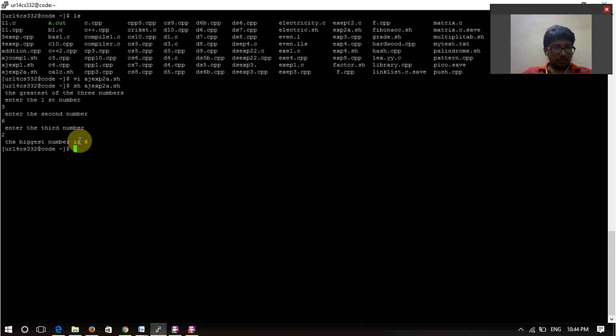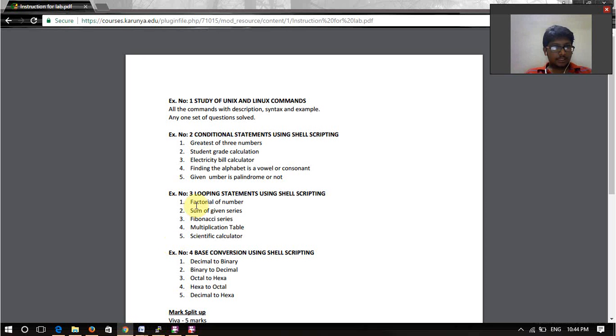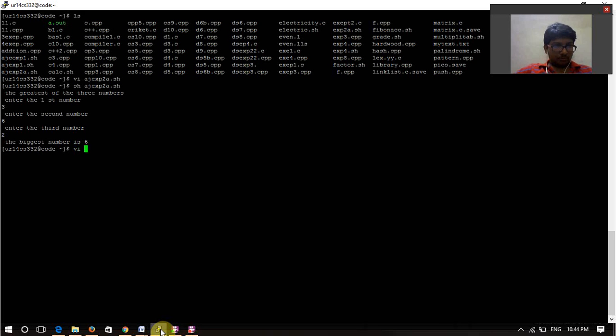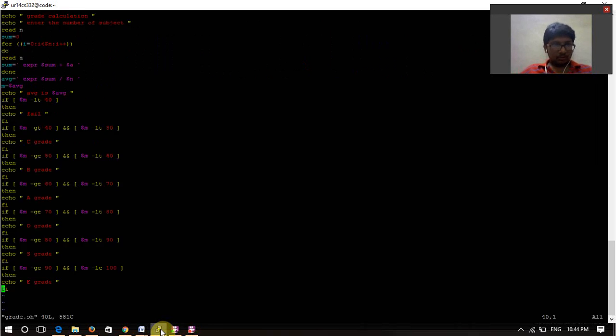And the second program, the second one, is student grade calculation. For this I have a program, and this is my program for the second one. Echo prints the grade calculation heading, and echo "enter the number of subjects". We need to give the number of subjects. Read will read the number of subjects that is given.